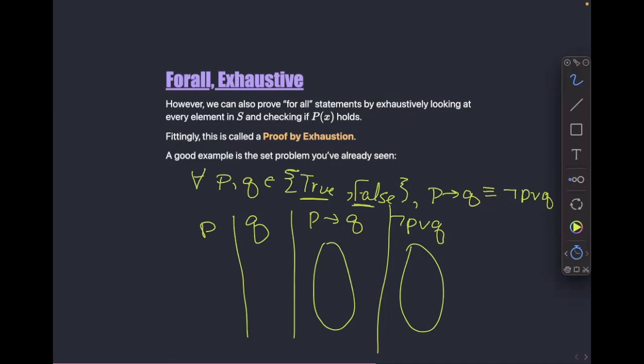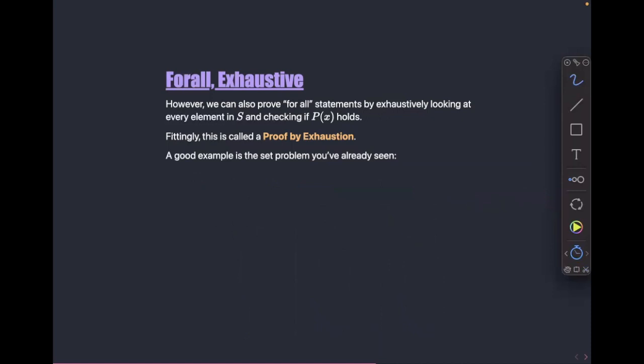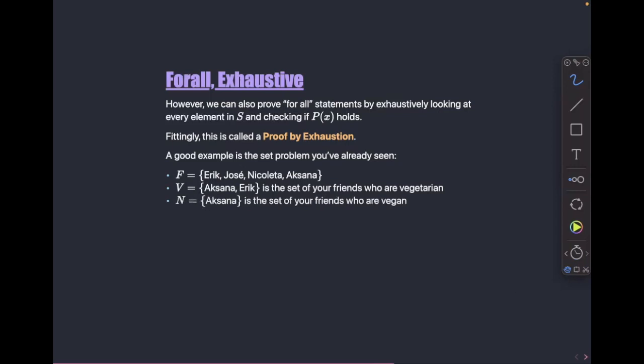So I'm going to do a more concrete example so that we can get an idea of what it looks like outside of these propositional logic equivalences. Let's go back to the example we had before, where we had this set of friends F that was Eric, Jose, Nicoletta, and Oksana. And V is Oksana and Eric, the set of friends who are vegetarian. And N is Oksana, the set of friends who are vegan.